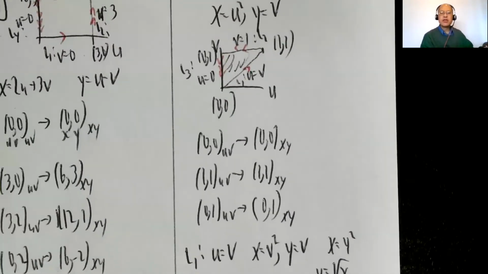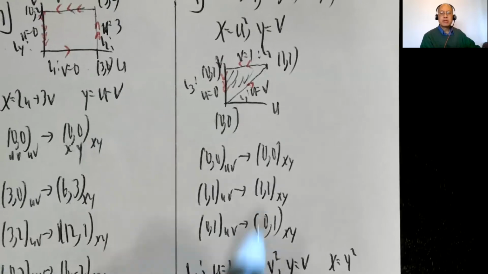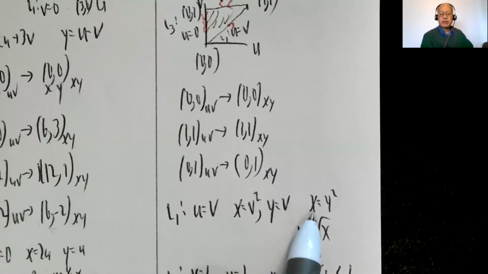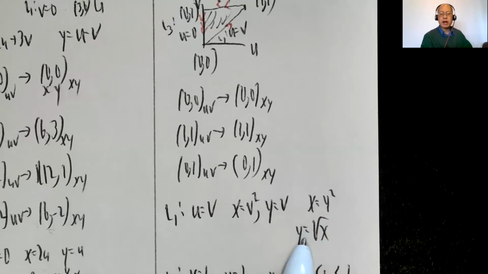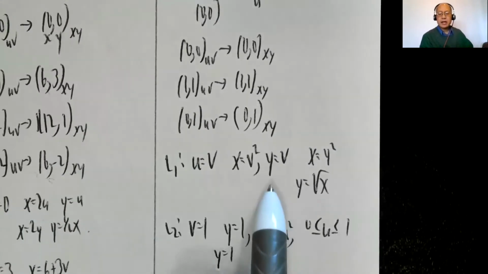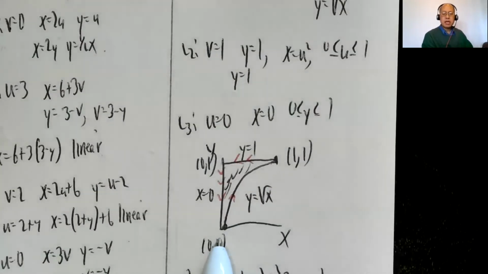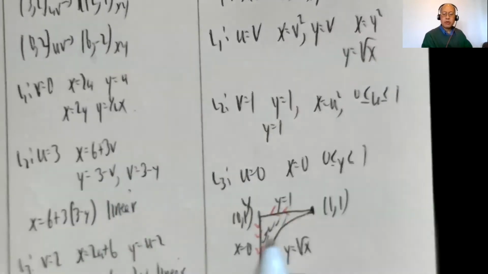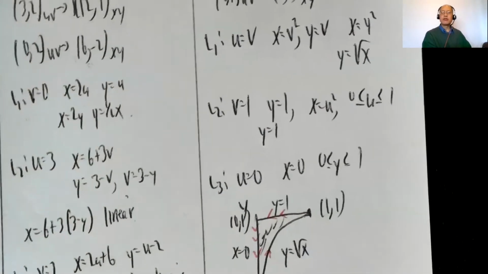L1, u equals v. So if u equals v, I have x equals v squared, y equals v, which means x equals y squared, or y equals radical x. So that is parabolic. Okay. So that means even though you're still going from 0, 0 to 1, 1, I'm no longer going along a straight line. I'm going along y equals radical x, the square root function.